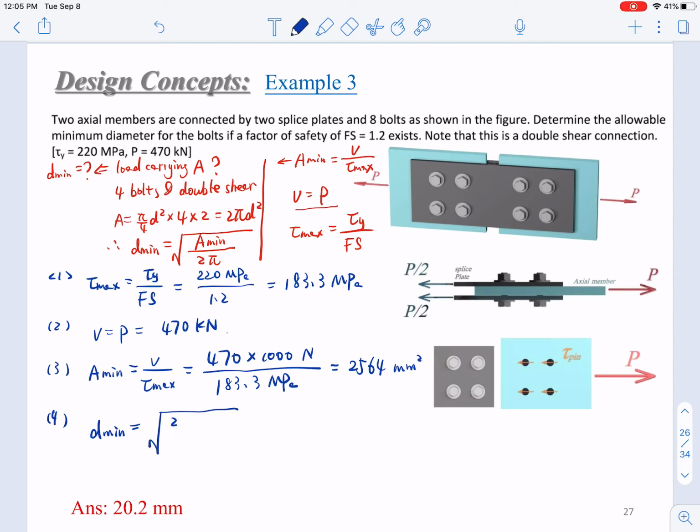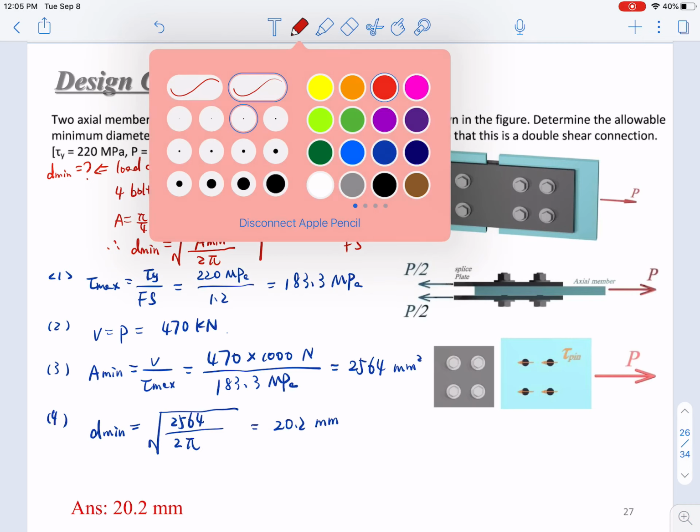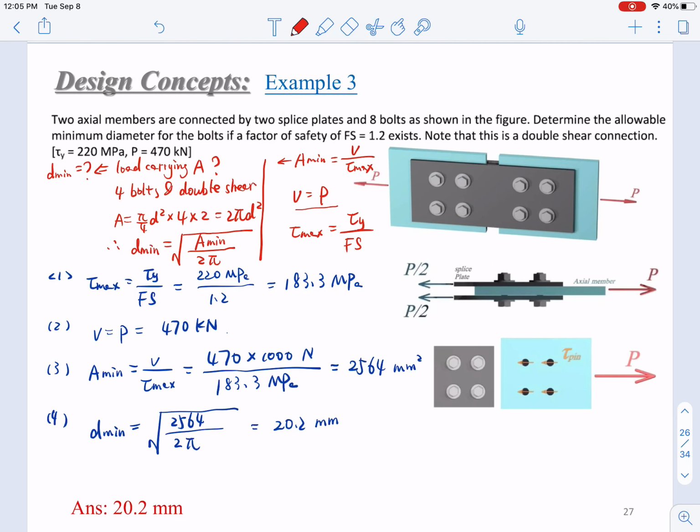Then the last step, the minimum D can be calculated from 2564 over 2 pi. That is 20.2 millimeter. So this is our minimum diameter of the bolt determined from this calculation. So your design result will be, make sure that the true diameter of the bolt selected in this connection should not be smaller than the minimum D.